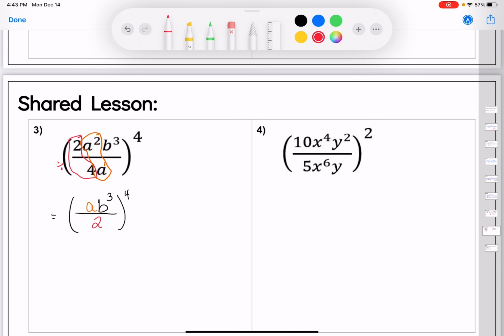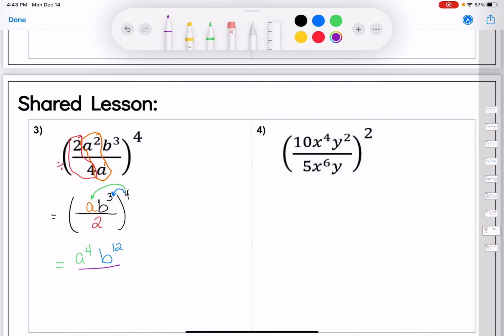Now, that is way less that I have to distribute to, less of a chance of making a mistake. So that's what I mean. So here I'm going to distribute my 4 on the outside to every base on the inside. So this becomes a to the 4th. Here the b already had an exponent, so I am going to multiply, so I get b to the 12th.